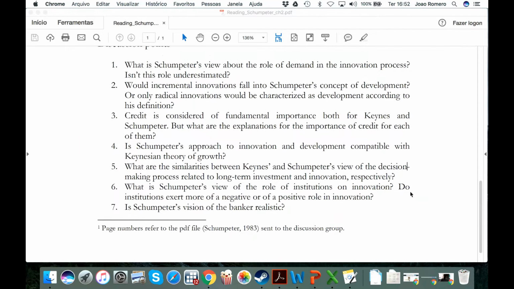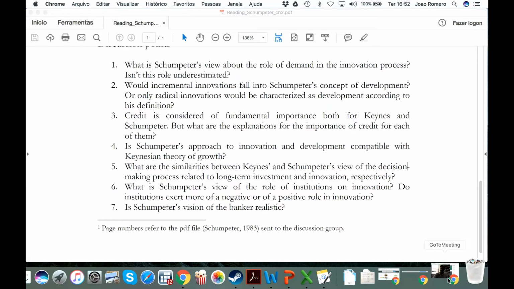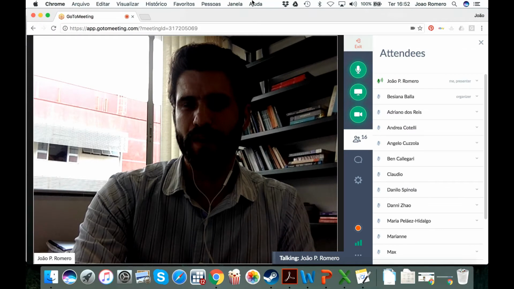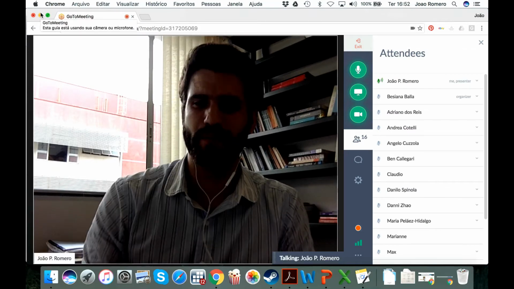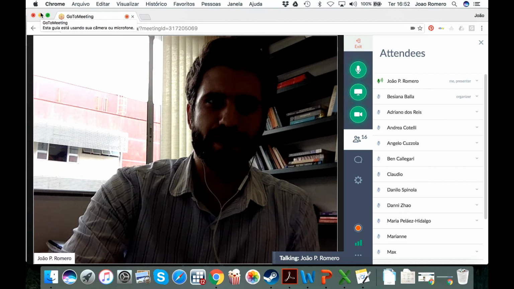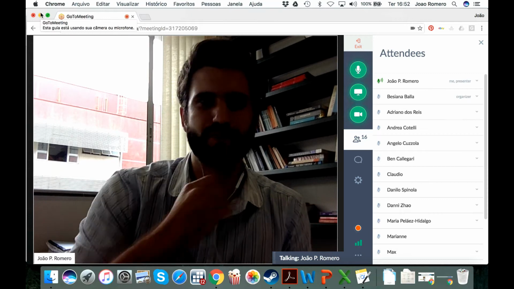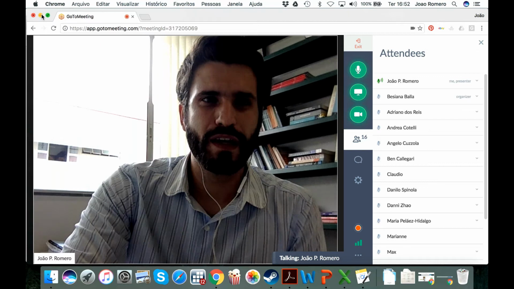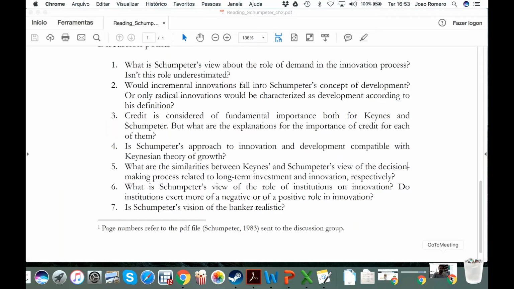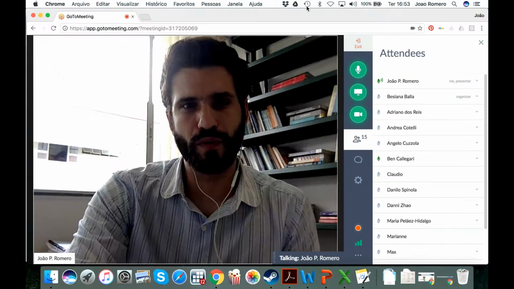Well, Schumpeter's approach to innovation and development: is it compatible with Keynesian growth theory? Here I would put Keynesian growth theory, but actually the Keynesian branch that analyzes long-term growth is the Kaldorian approach. So this is mainly one of the things that I've tried to do, and I would like to hear your thoughts there. Is it compatible or not, and what do you think about that? And of course, focusing on the writings here of the chapter.